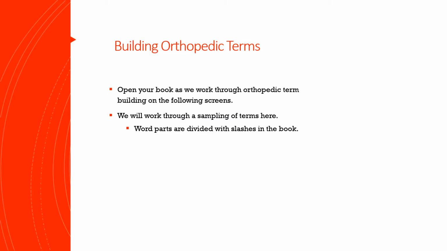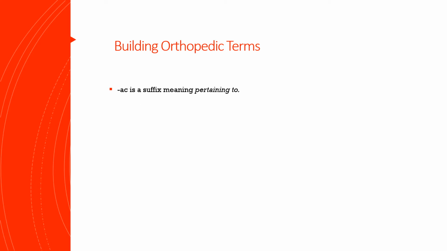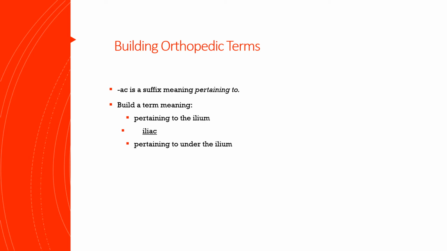All right, let's build orthopedic terms together. Open your book as we work through the orthopedic terms. You're going to look at page 77 if you're in edition 3. We'll work through a sampling of terms here. Word parts are divided with slashes in the book. Ac is the suffix that means pertaining to. You're going to build a term that means pertaining to the ilium. Iliac. Pertaining to under the ilium. Subiliac. So we get this, we're going to go a little bit faster. What I'd like you to do is try to build these terms on your own and then come back and see if you got it correct.